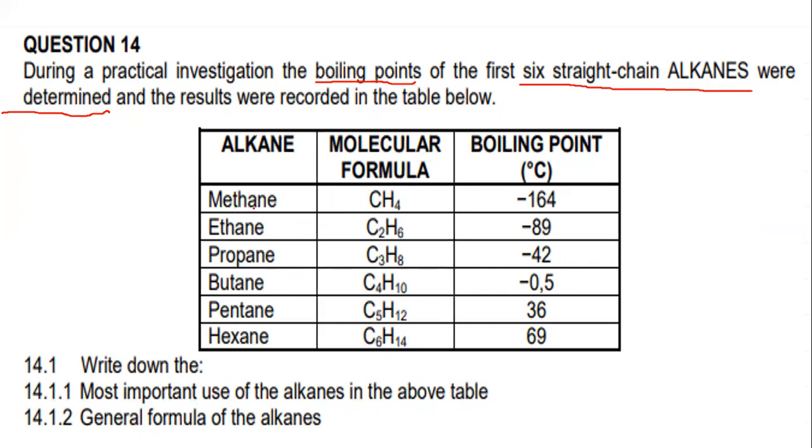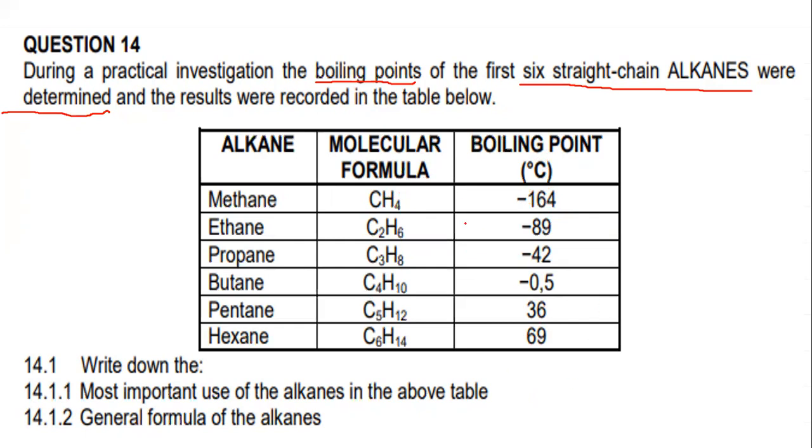For example, in methane, one type of atom is carbon, so we have one of those. One other type of atom is hydrogen, so we have 4 of those. And we are given the boiling points, and one boiling point there is measured in degrees Celsius. So this is negative 164 degrees Celsius, all the way up to hexane with 69 degrees Celsius.